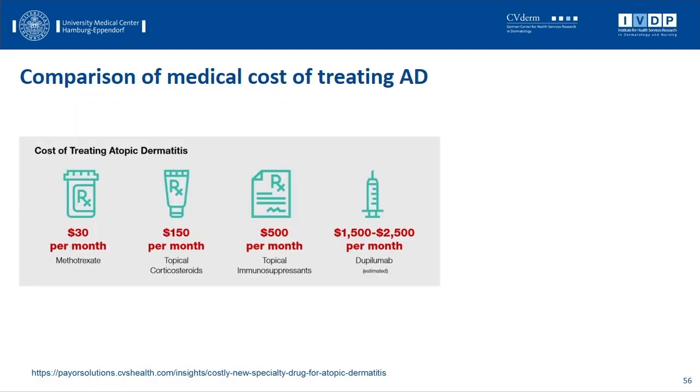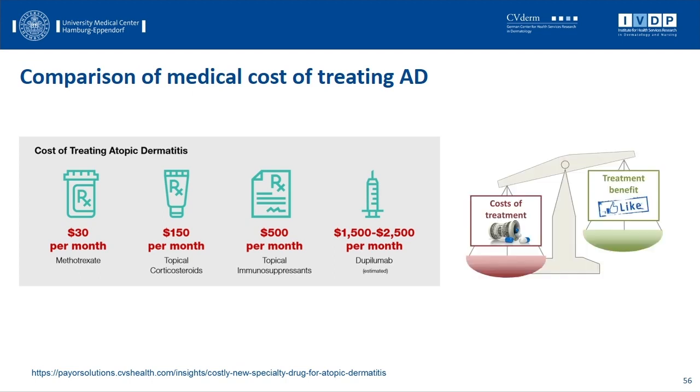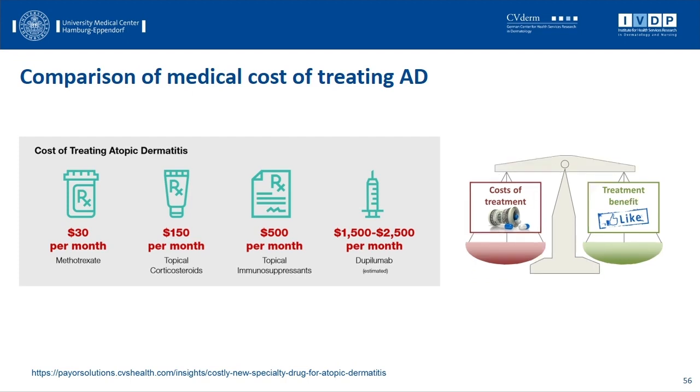So here I just wanted to show you the different prices in treatments of atopic dermatitis. And I like to repeat that in health economics, it's not just comparing apples with oranges when we are looking at the cost. So we are looking at the cost, but we need to consider the treatment benefit, and the treatment benefit has to balance those costs.